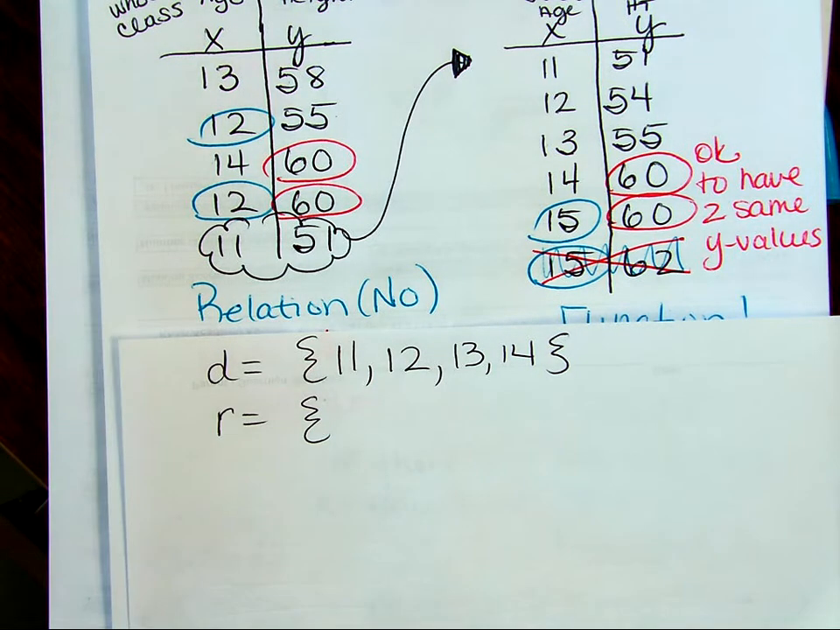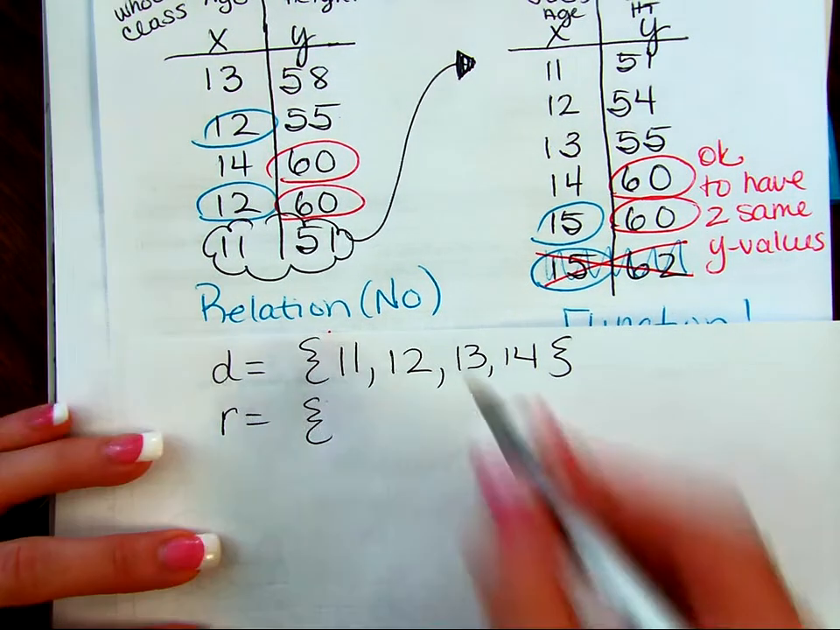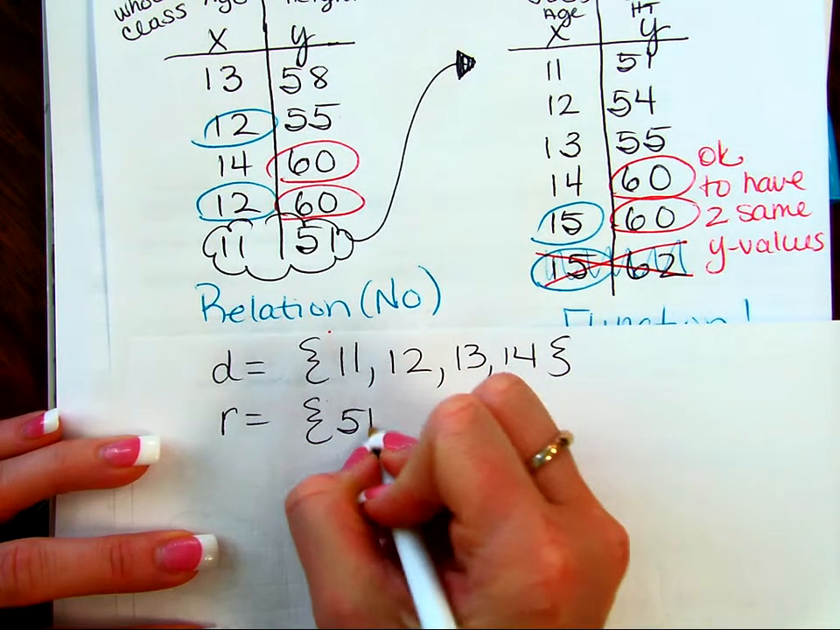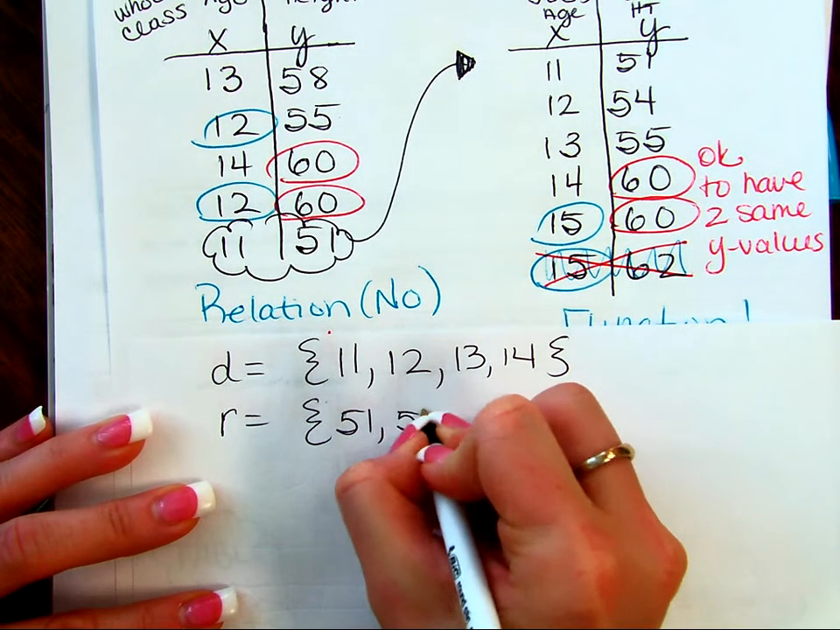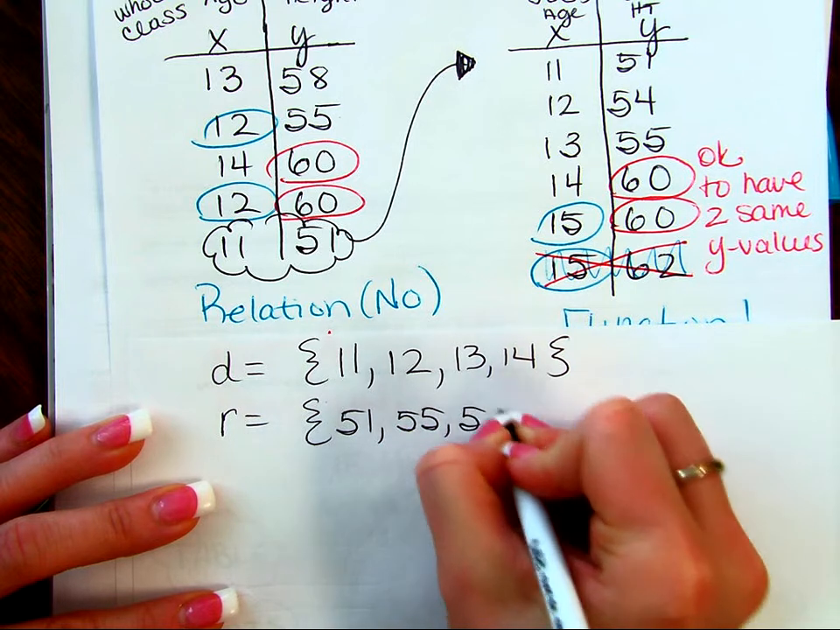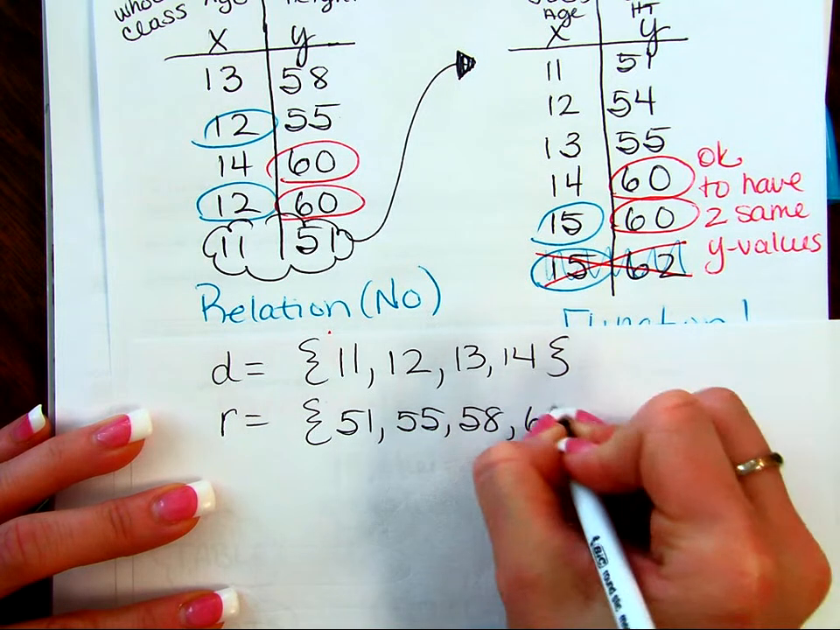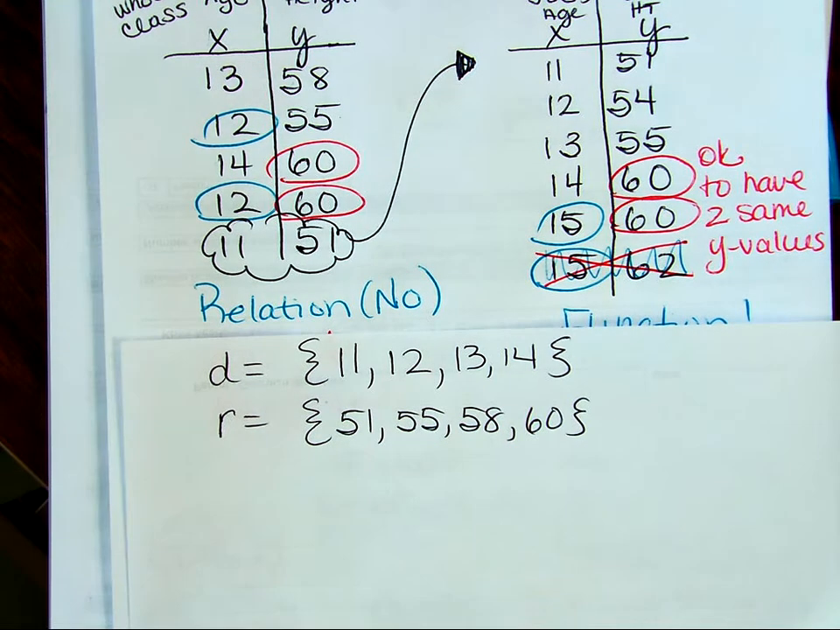Got it? Now list the range. The range is 51. Remember, it's not the highest minus the lowest. You're listing, then you have a 55, then you have a 58, and then you have a 60. So what if I have 2 of them? 60's there. It's accounted for. I don't care how many times.